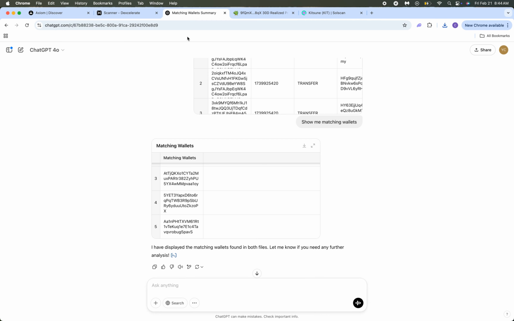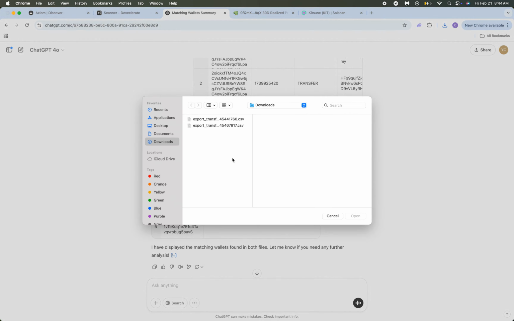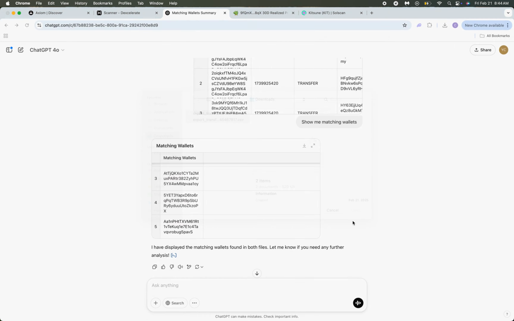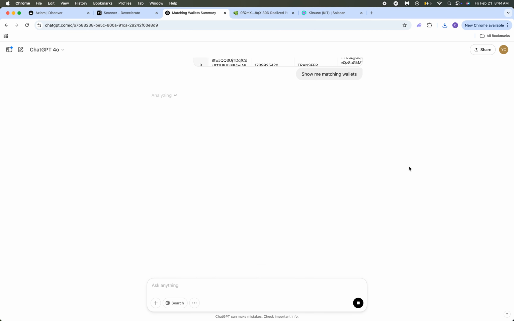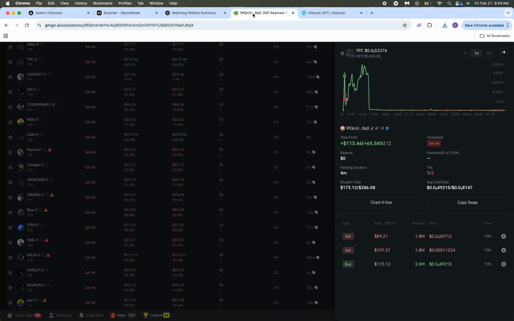Download. Now we go back to ChatGPT and we paste these files. Show me matching wallets. That's it. We give it a couple seconds and it's going to send us some matching files. I already know which one is his. I have them opened up already.